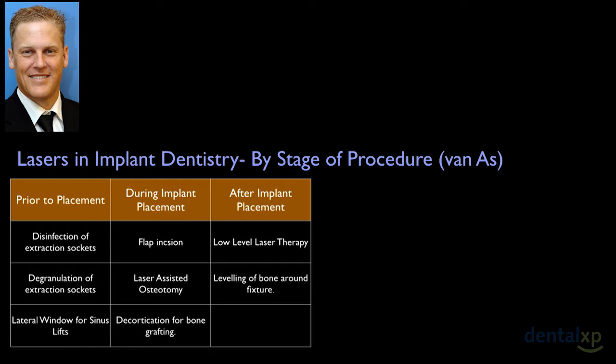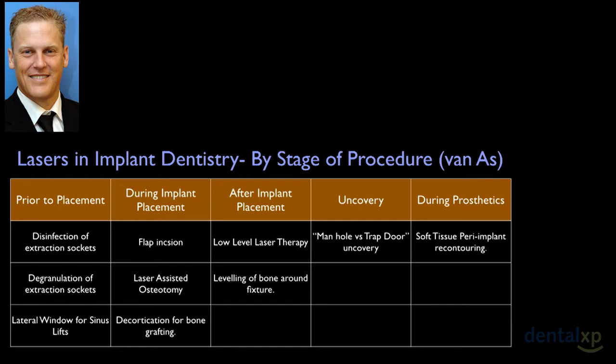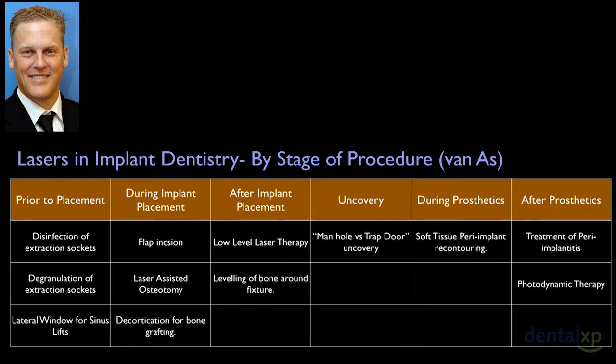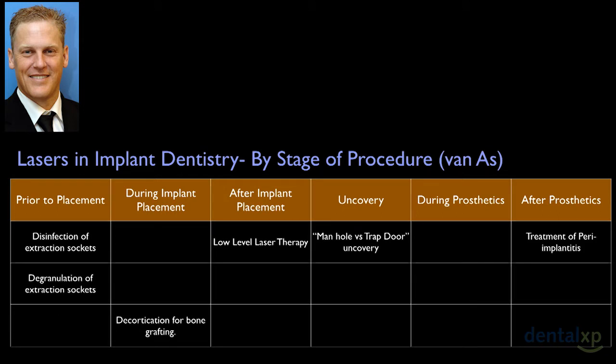neurogenic pain. We can use all-tissue lasers for leveling bone around fixtures, and we can use lasers during the uncovery process, both for a traditional manhole and trapdoor uncovery. After prosthetics, sometimes when cases like Sonia showed where soft tissue perhaps is impeding the insertion of a cementable crown, lasers can be used. And exciting enough, they are used now for the treatment of peri-implantitis. Because of brevity, I'm going to cover just a few of these things, and I'll share with you some clinical cases and how we use lasers in our practice.